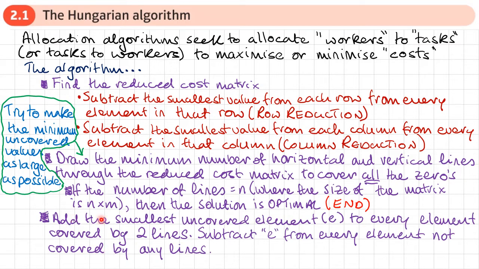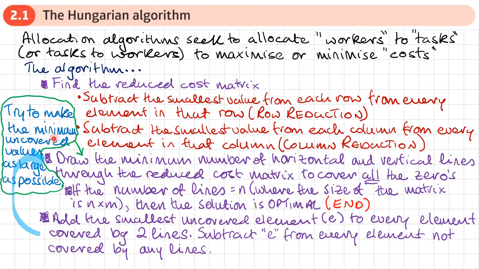Now this next step here is only required if we don't have an optimal solution. What we do is add the smallest uncovered element, which we're going to call E, to every element covered by 2 lines. That's the lines that we drew in this step here. And then we subtract E from every element not covered by any lines. What that means is that any elements covered by just 1 line should remain unchanged. And then the iteration part is that from this step, we go back to this step here, and we keep looping around these steps until we've got an optimal solution.